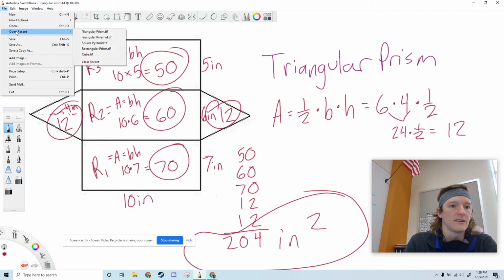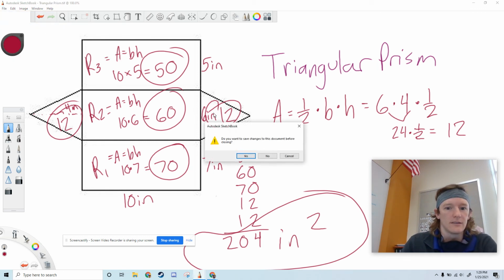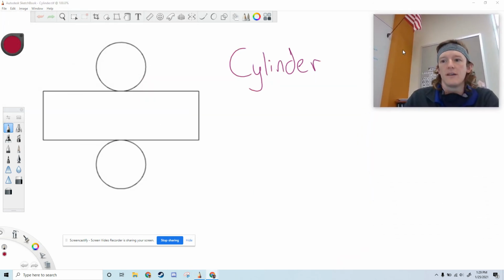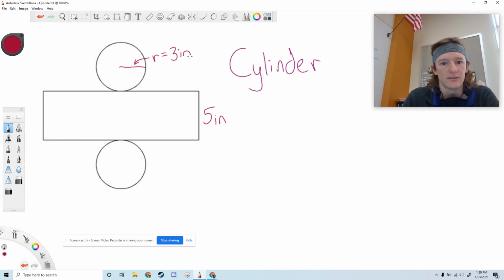Next one, it's our last one. It's going to be a cylinder. Cylinders are kind of unique. They have a circle on the top and a circle on the bottom. It's kind of like a pop can or a bottle of water. If you unwrap the outside, it's going to make a big rectangle. So we'll say this is 5 inches tall, and its radius equals, let's call it 3 inches.